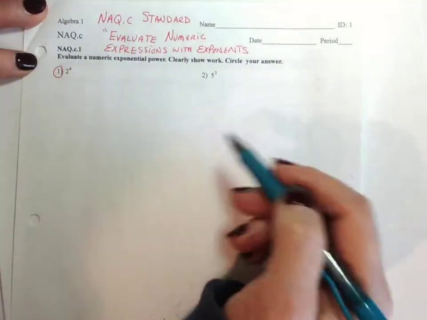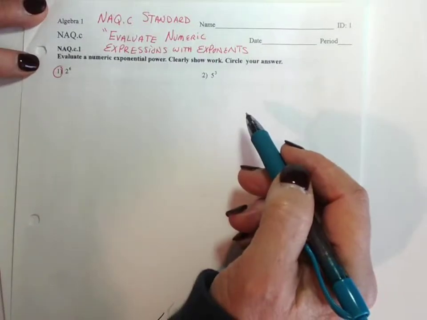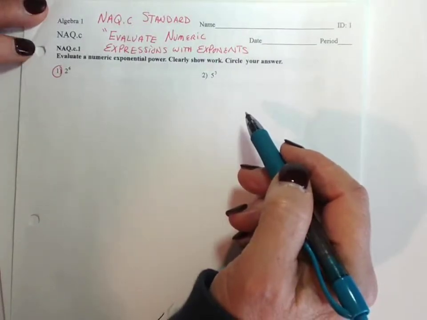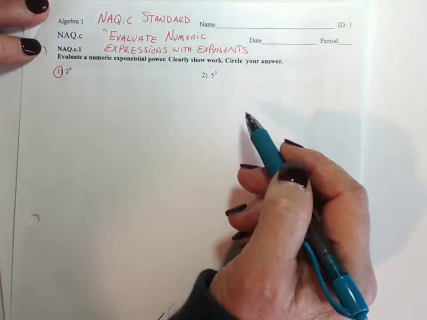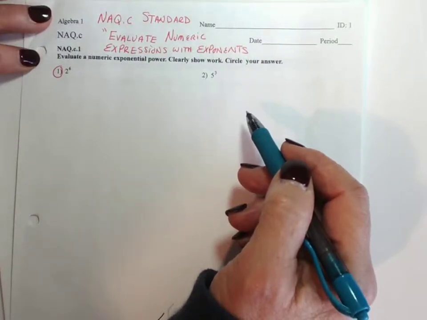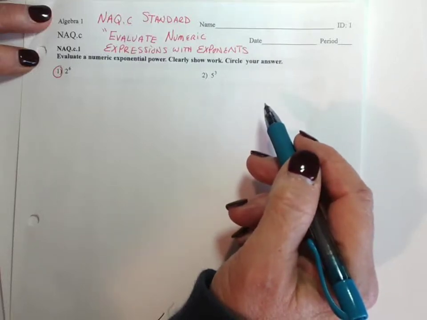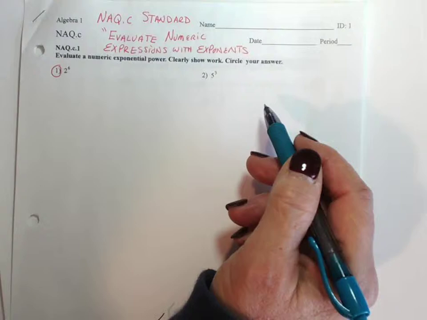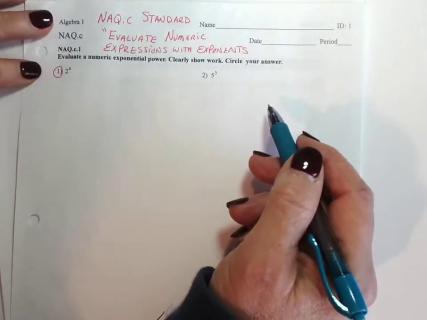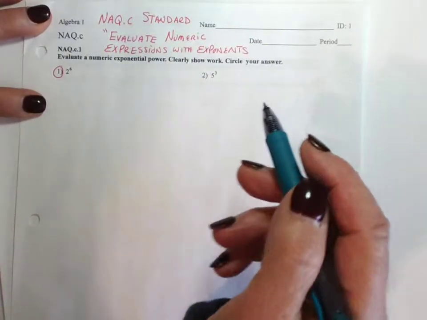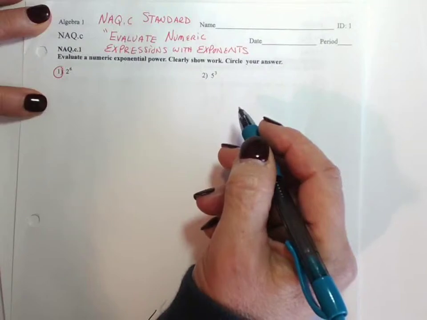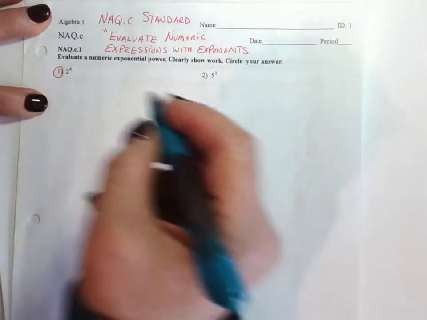I'm going to pass through this practice packet twice. The first time I'm going to do some selected problems, and then the next time I will go through and finish up and do all of the problems. I want to make sure that you know how to show the work so that you can meet this standard.